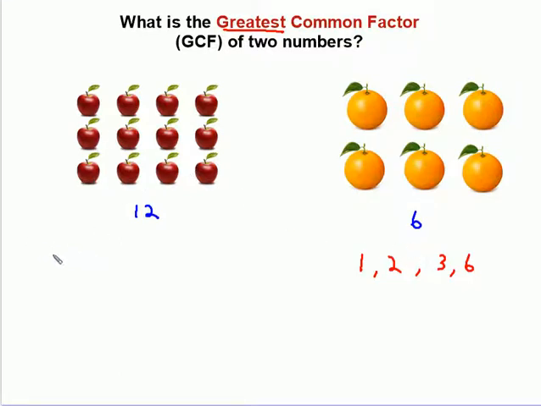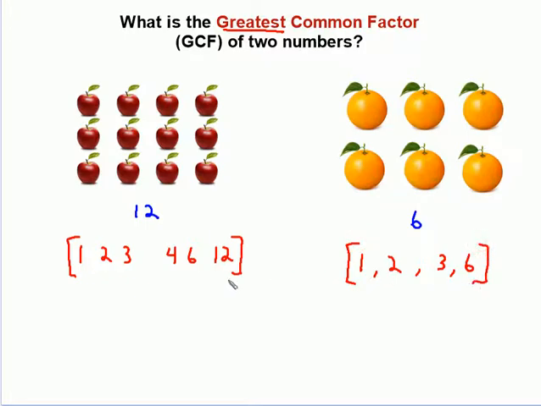So let's list the factors of the number 12. 1 and 12. Now we'll go to the number 2. Does 2 go into 12? Yes, it does. It goes 6 times. How about the number 3? Does 3 go into 12? Yes, it does. It goes 4 times. And now notice in the middle we have no more numbers. So these are the factors of the number 12, and these are the factors of the number 6.